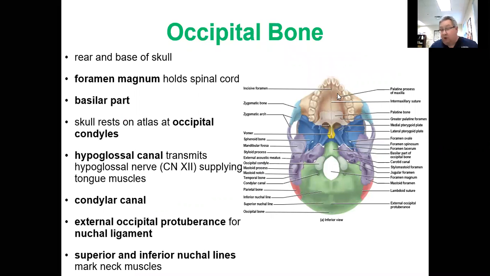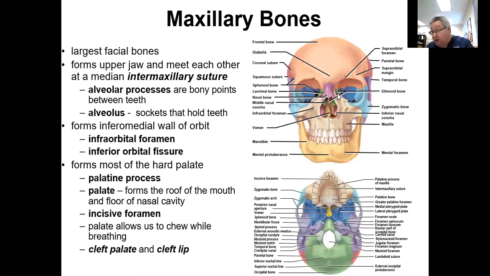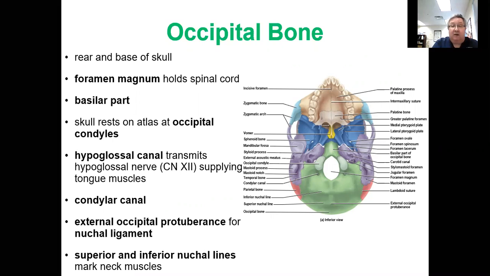The occipital bone is a bone that you will be required to know. It is the posterior portion of the skull, the rear or base of the skull. Other than the area in green, which you will need to know here, this area here is the occiput, or the occipital bone.